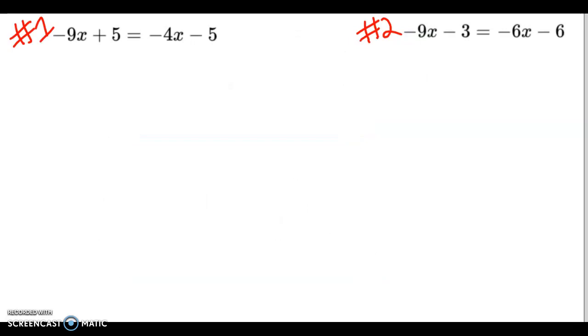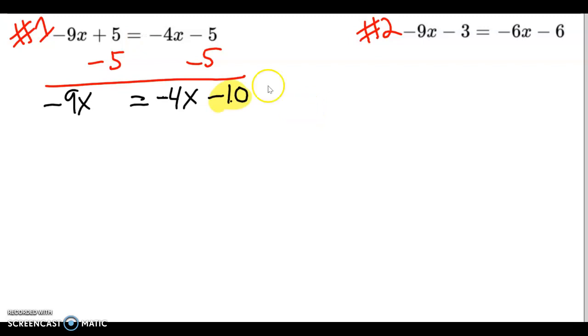Here on problem number one, we've got a variable term and a constant term, and a variable term and a constant term, a pair on each side. So what you want to do is, like I said, numbers to the right and letters to the left. So I'm going to subtract this constant on both sides. I'm going to pick subtracting the 5 so that this will cancel out and I have numbers on the right. Once I do that, the positive 5 and negative 5 will cancel out to 0, and I have negative 5 and negative 5, which equals negative 10. I've got a number on the right.